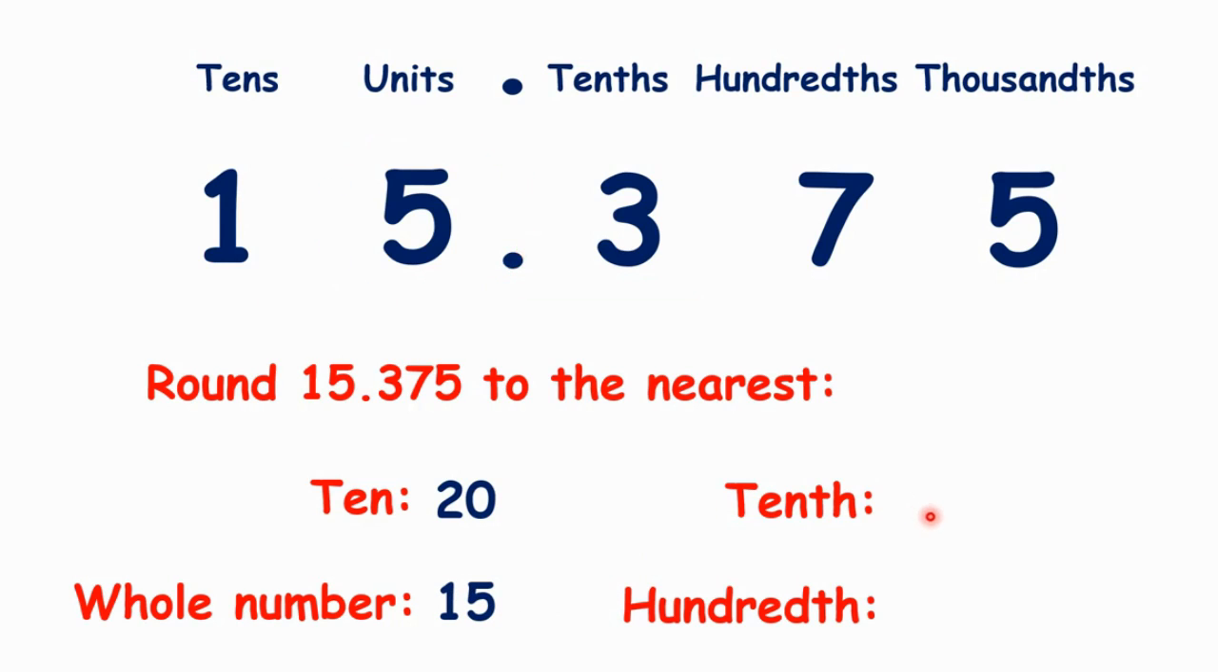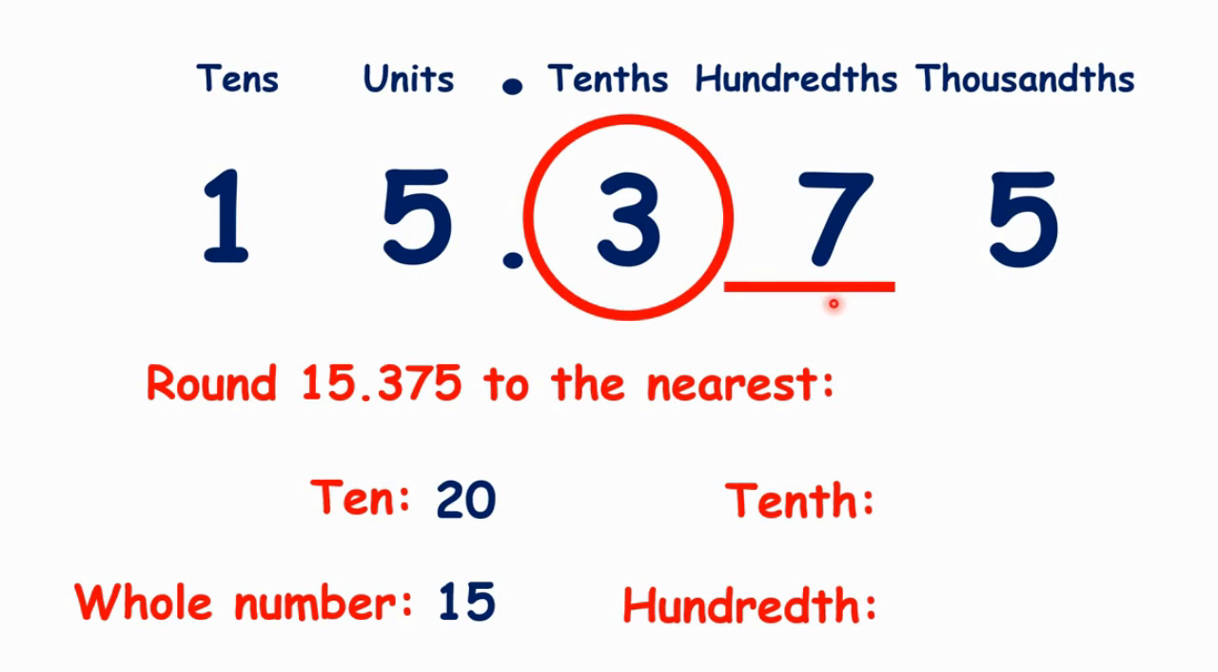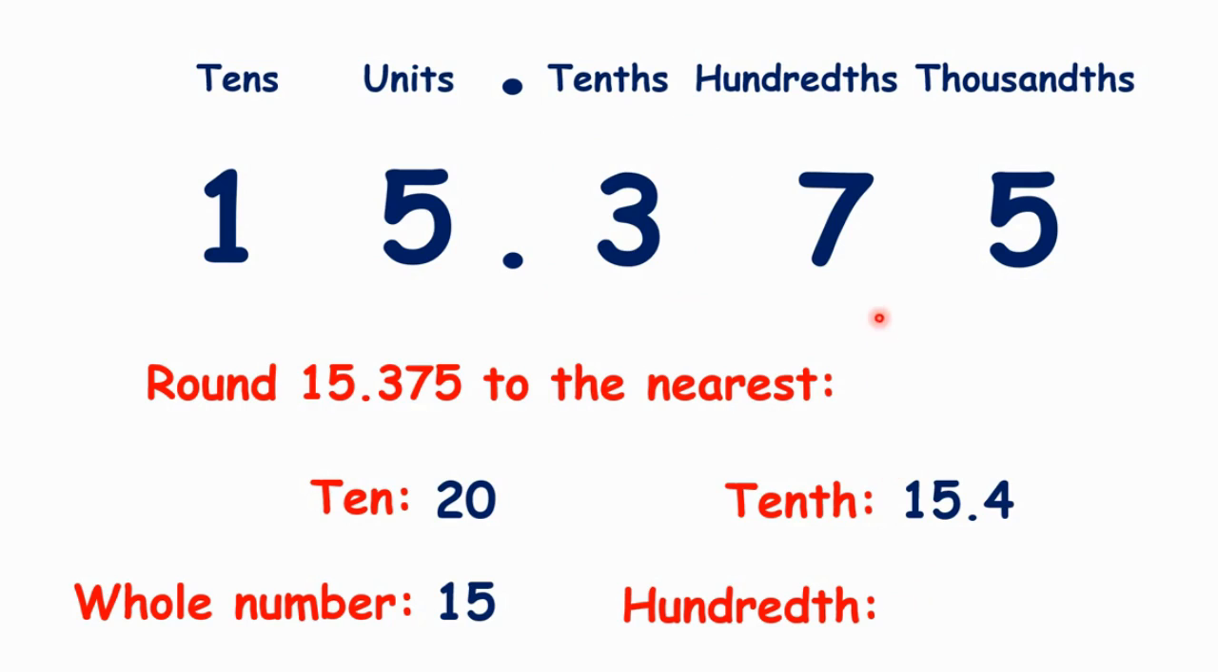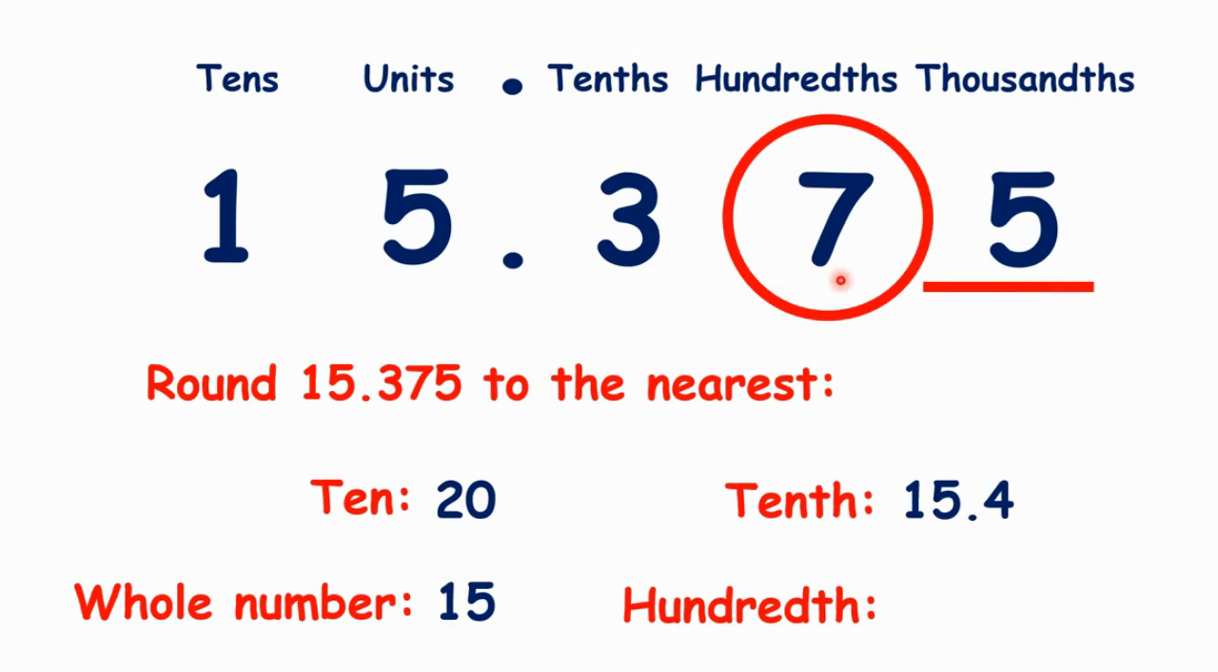To round to the nearest tenth, we find our tenths, look to the hundredths, and because we have 7, because we have 5 or more, we know that we have to round up, so that's 15.4. And to the nearest hundredth, we find our place value, look across, and we have a 5, so we need to round up, so that's 15.38.